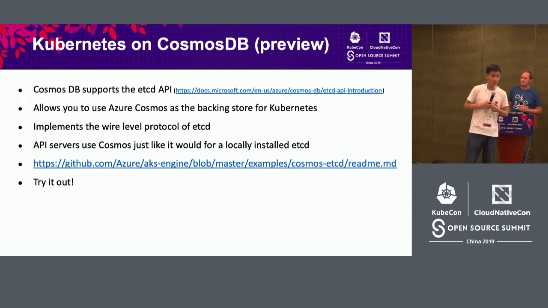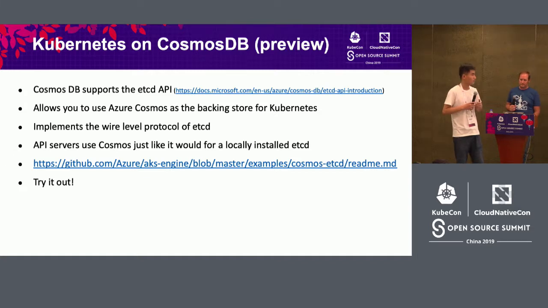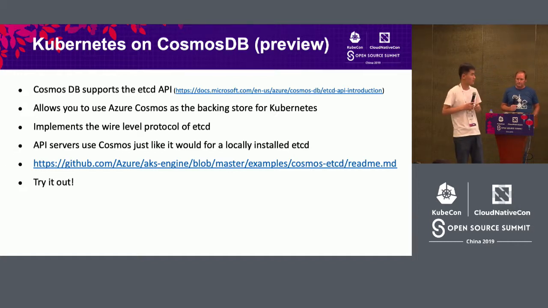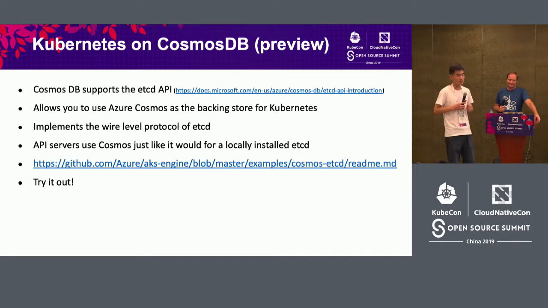If you set up your Kubernetes cluster on Azure, you can configure and use CosmosDB just like an etcd cluster installed on your local machine. We can do this because CosmosDB has implemented the wire-level protocol of etcd, so every protocol required by Kubernetes is implemented in CosmosDB's etcd API. If you want to try this feature, you can easily follow the AKS Engine documents, and enable the CosmosDB etcd API and join your Kubernetes cluster there.